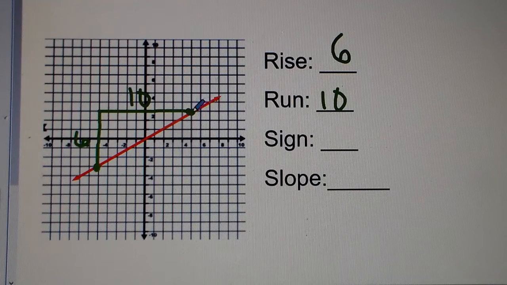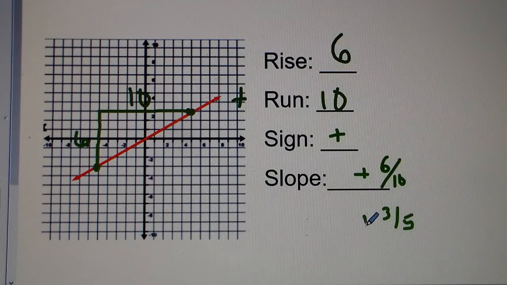The sign, comparing the 2 coordinates, the coordinate on the right is taller, it's higher. So we know this is a positive slope. So we know we have a positive 6/10 slope. And we just got to simplify. 6/10 is the same thing as 3/5. So our slope is positive 3/5.